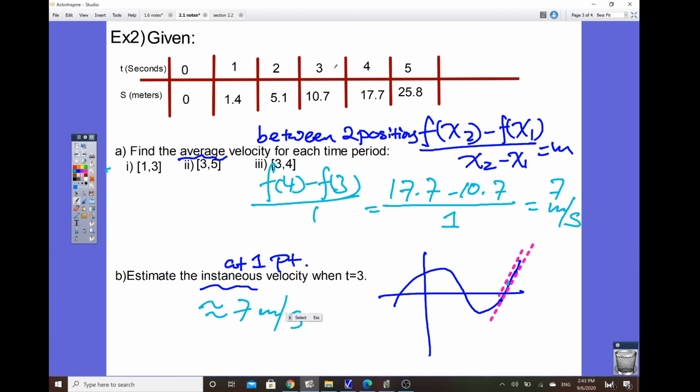Again, the slope here is getting closer and closer to 3. So that means eventually the tangent line is the same as the secant line. So eventually the slope, or the instantaneous velocity, is 7 meters per second.